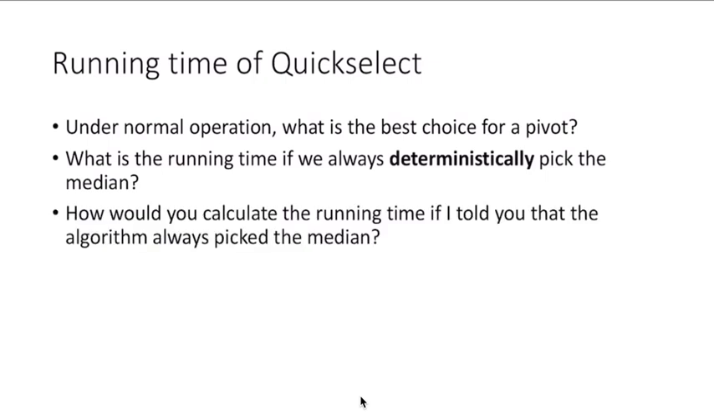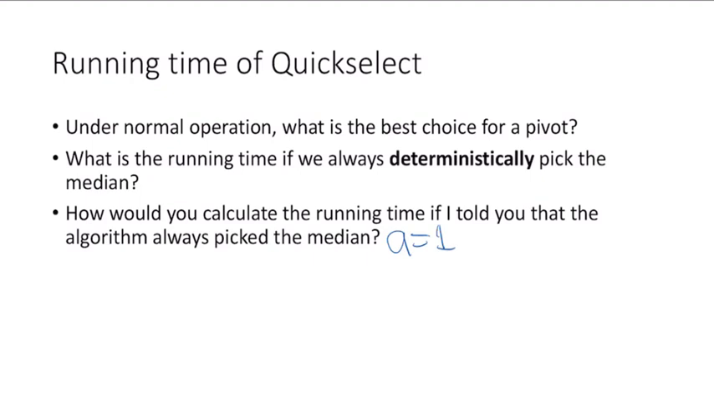All right, well, what if I told you that the algorithm always picked the median? How would you calculate the running time? Another way to ask that is, what tools do we have at our disposal if I tell you that this is going to deterministically always pick the median? Well, it might again help if I'm a little more specific. Here I'm talking about getting the asymptotic running time. And if I tell you that, then maybe you would say, well, if I know I'm deterministically always splitting in half, I can use the master method. Because I'll have one recursive call.